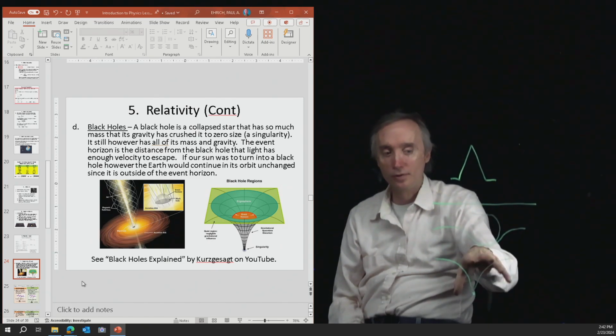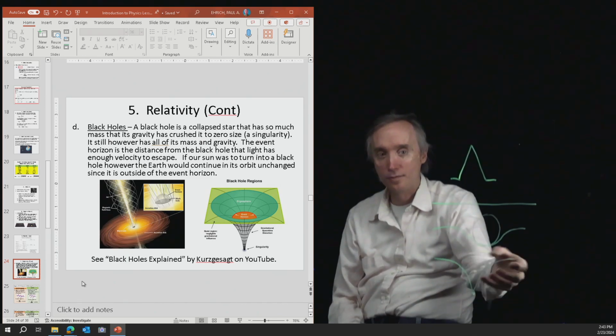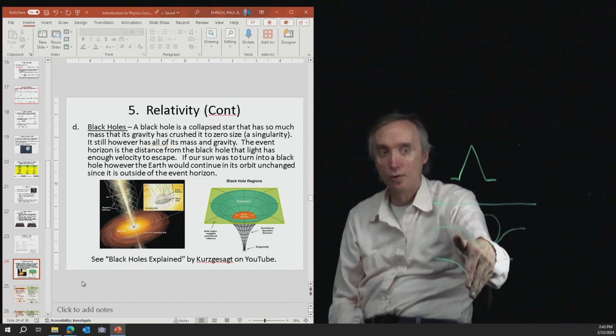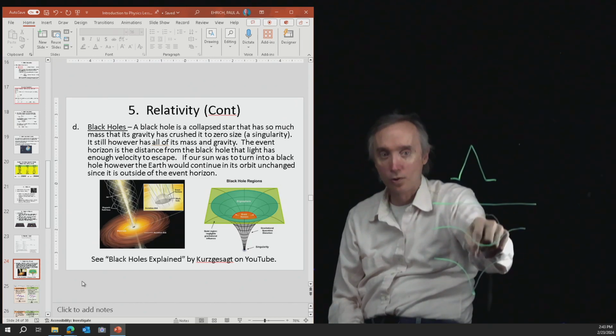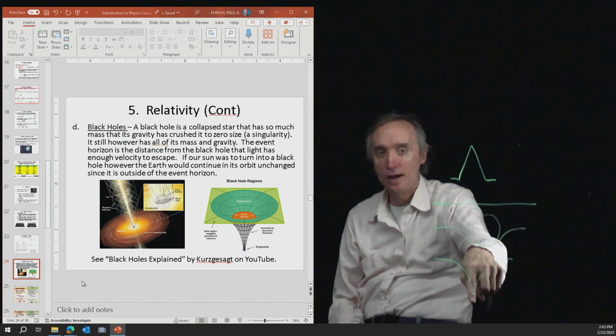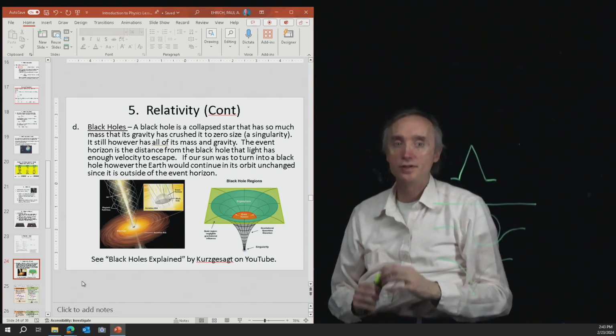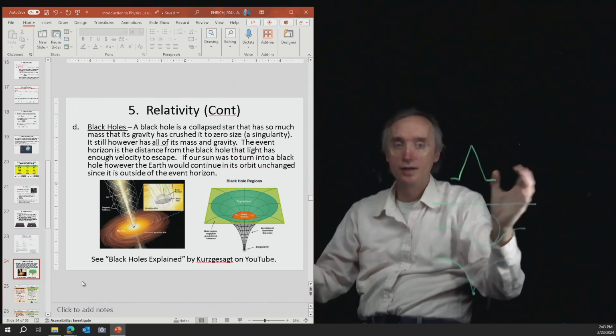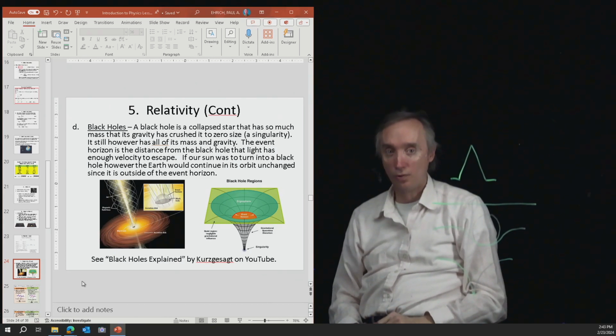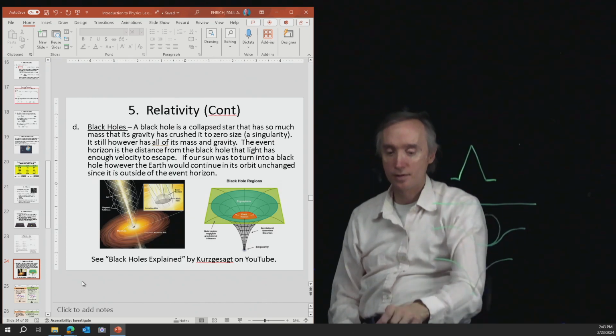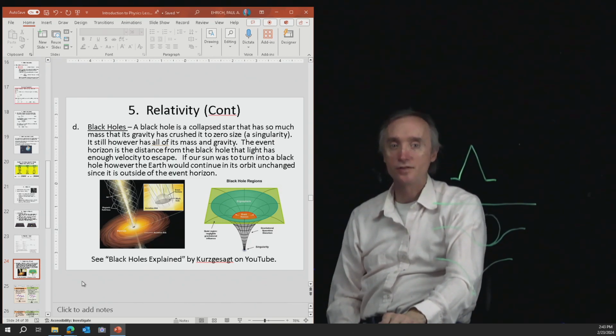Now, there are some people that say that the material that goes into a black hole then goes into a wormhole. And then the wormhole connects this black hole to some other place in the universe where the material comes spraying out, and then that would be a white hole. But there's no evidence for white holes. But that doesn't stop science fiction writers.